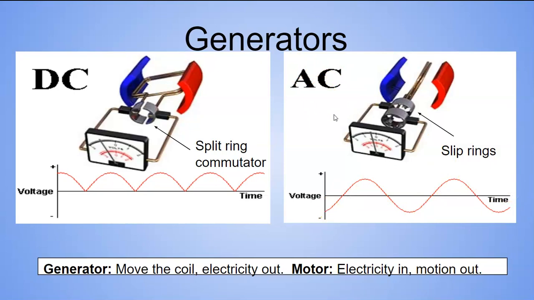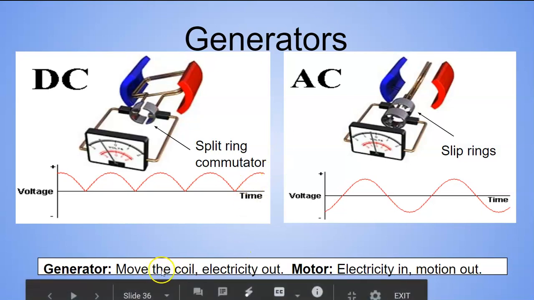A generator and a motor are pretty much the same thing. If I move the coil, I get electricity out. That would be a generator. In your car, you have a generator, and there's a belt where the gasoline engine of your car turns the belt, and that turns a generator. So I'd be physically moving the coil in that magnetic field, and I get electricity out. That electricity goes and recharges the battery of your car so that it doesn't die.